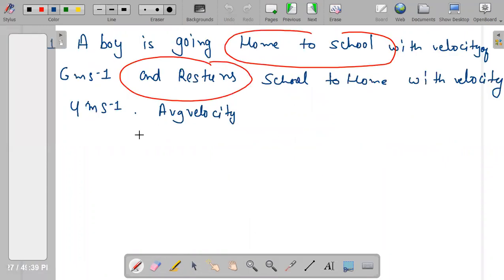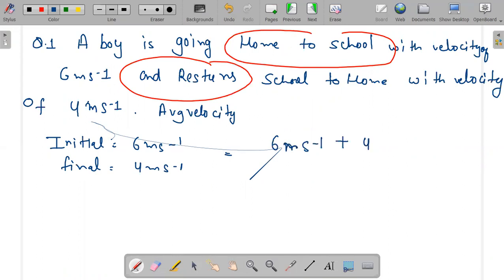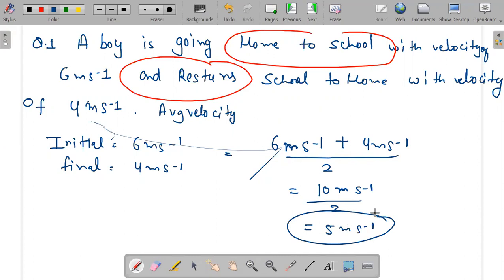So first, I have to use this formula. What is my initial velocity? Initial velocity is 6 meter per second. And what is my final velocity? My final velocity is 4 meter per second. By using the formula, I'm writing initial velocity 6 meter per second plus 4 meter per second upon 2. So total that is 10 meter per second upon 2. So it is 5 meter per second. Okay, that is our answer.